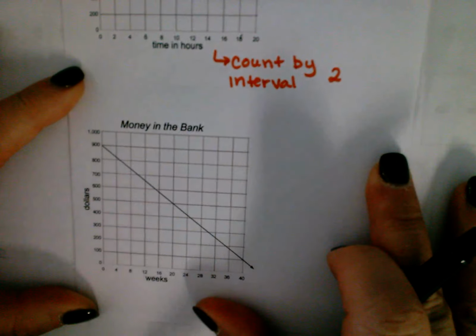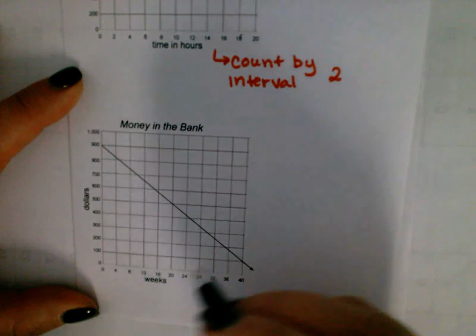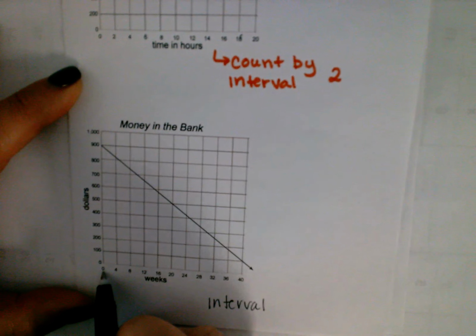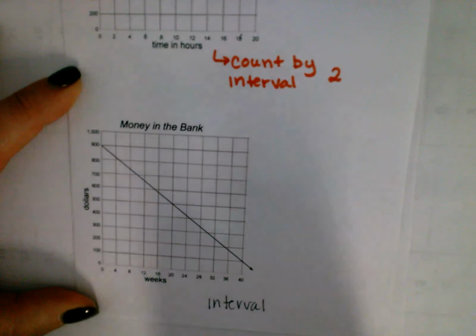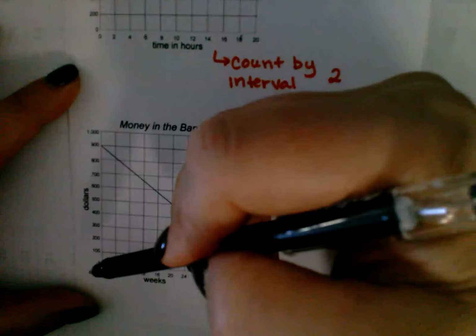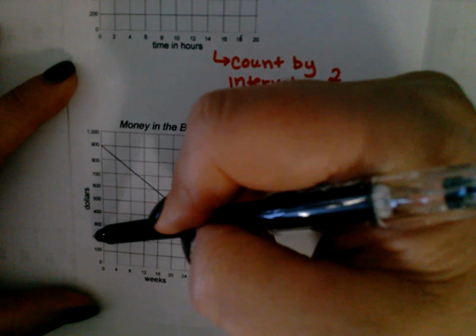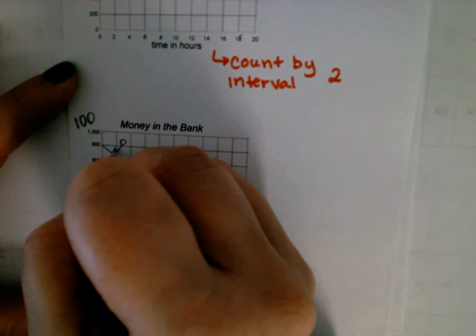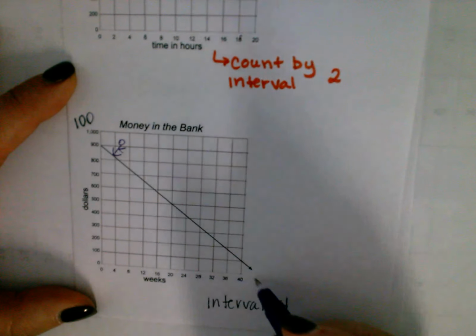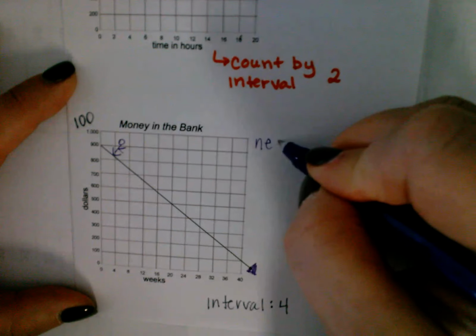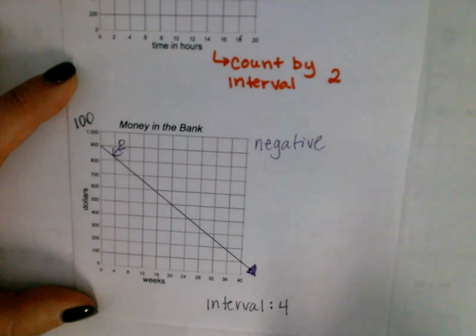So, a few things we're going to do in the beginning is determine the interval. So from here we went 0 to 4 to 8 to 12. So we have an interval of 4. So when we count, we need to count by 4s. On the y, 0 to 100, 200, 300, our interval is 100. We need to think about our friend Slope Dude. He is doing a nice negative because he's going downhill left to right. So my answer needs to be a negative number.